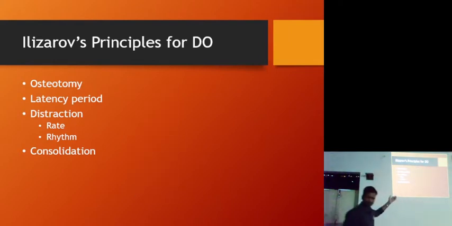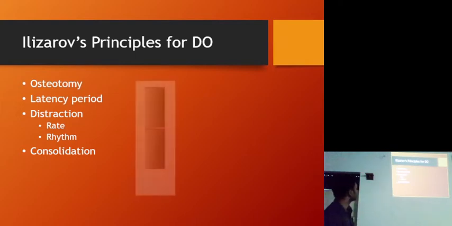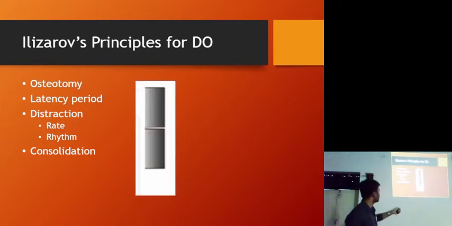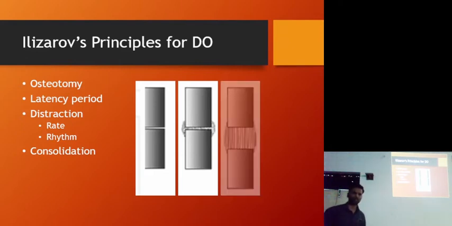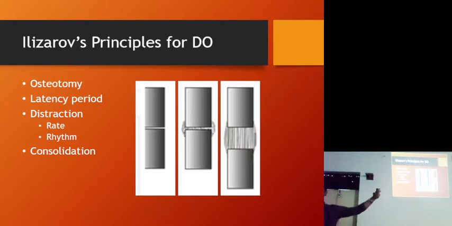So you know what? I'll explain later. I'll just show you the photos, short photos. So we perform the osteotomy. We cut the bone. We let the fibrocallus formation occur in the latency period. Then once the latency period is over, we start pulling the bony segments away from each other.